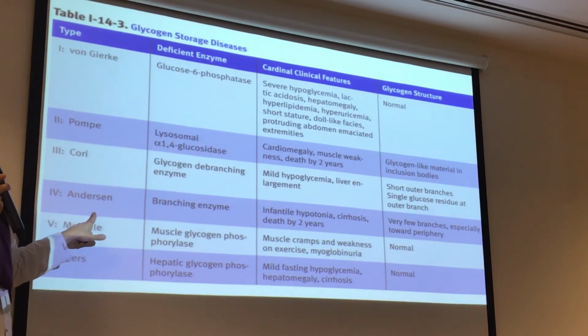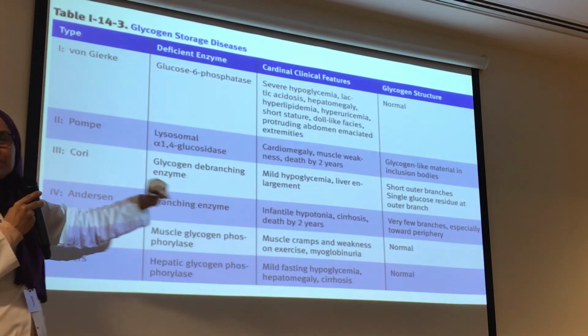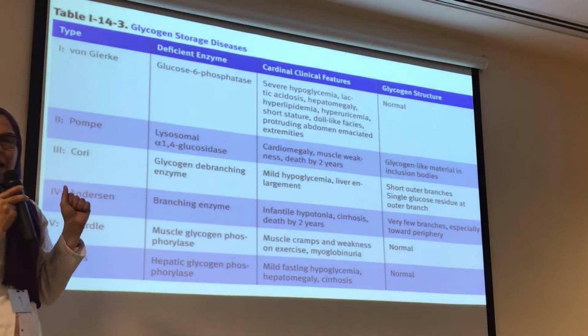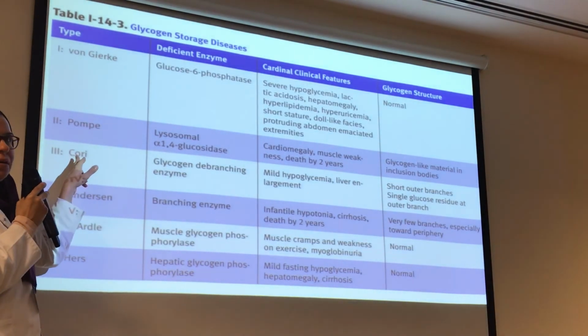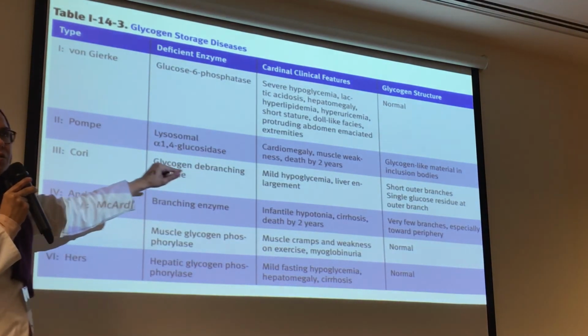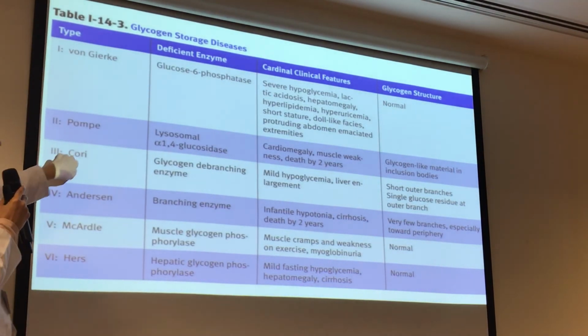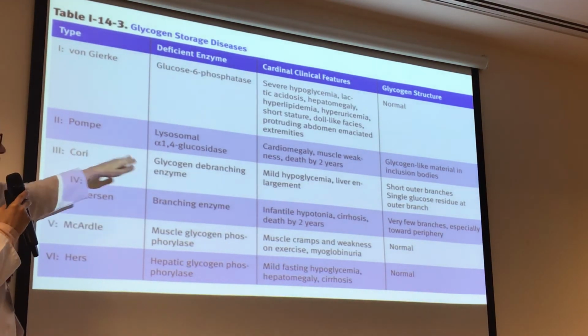Anderson is caused by deficiency in the branching enzyme. You know the branching enzyme that Dr. Ahmed talked to you about? And then Cori is caused by deficiency in the debranching enzyme. So how are we going to remember? CD. So A, B, C, D.